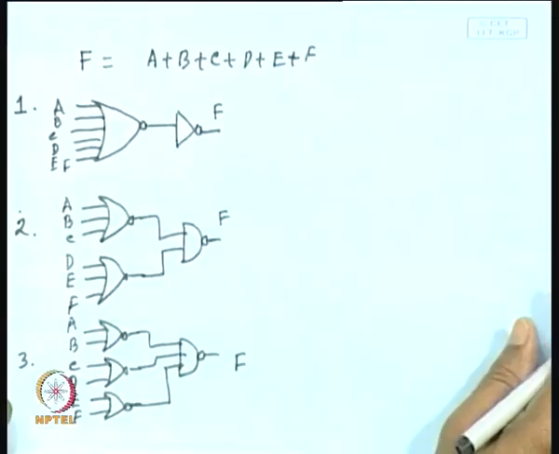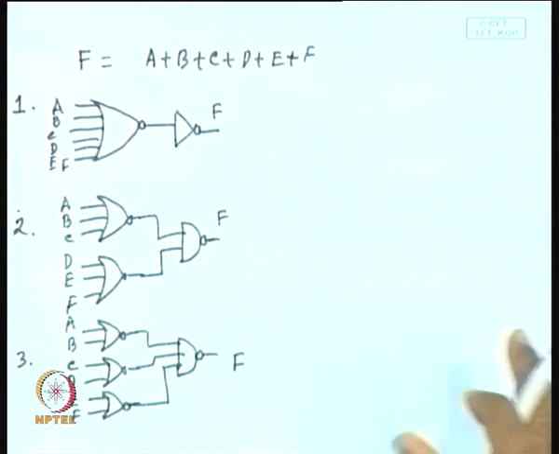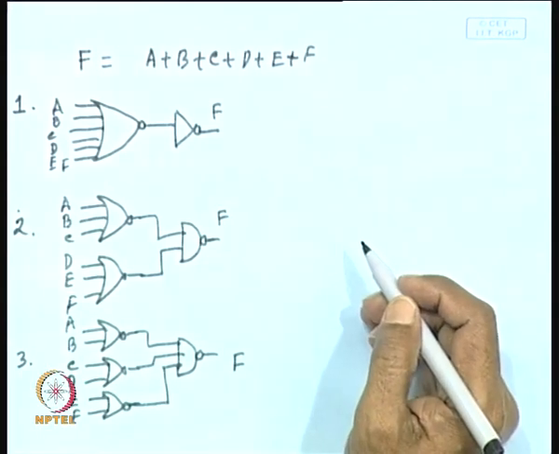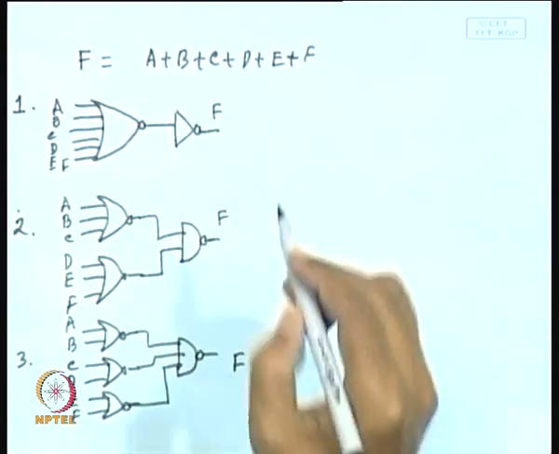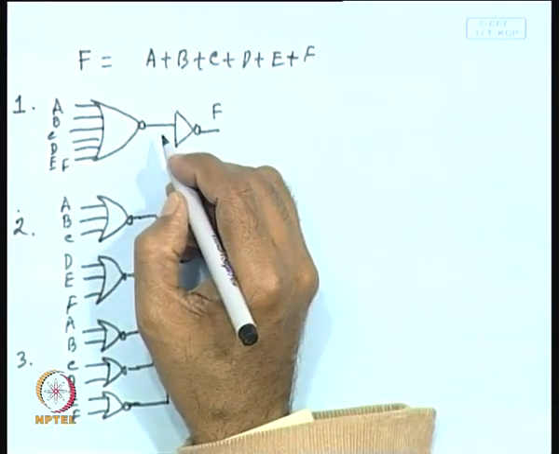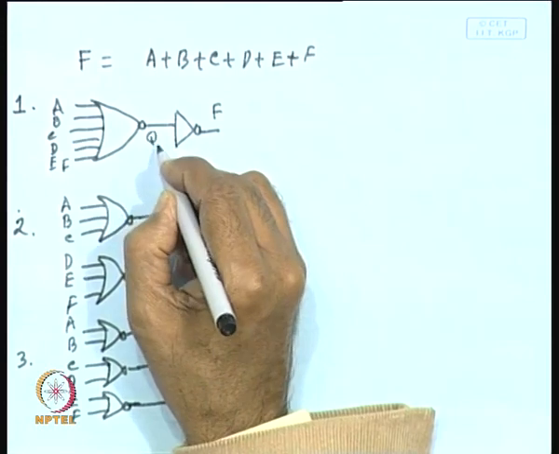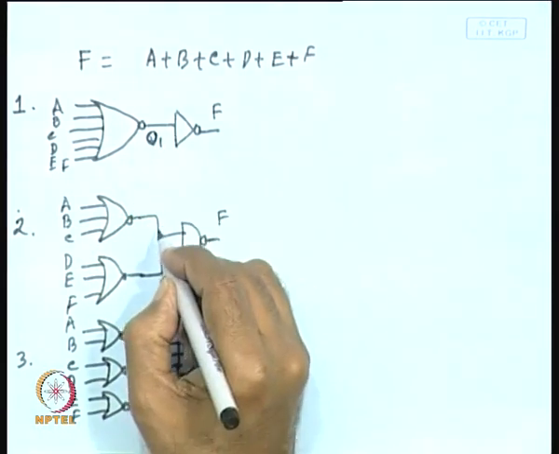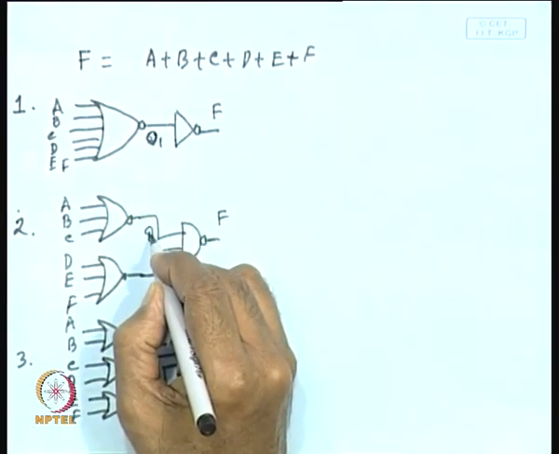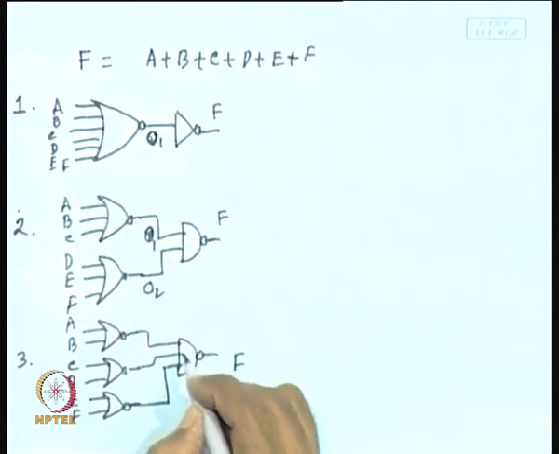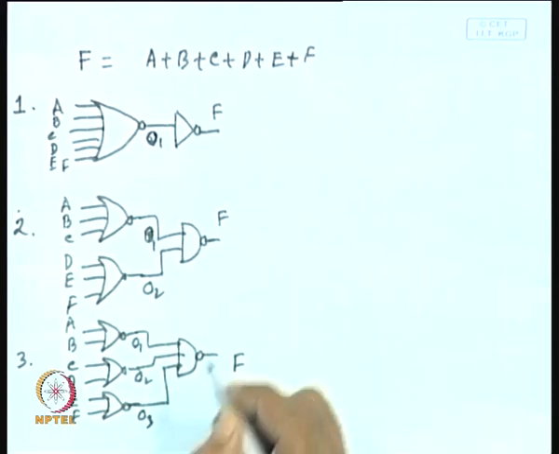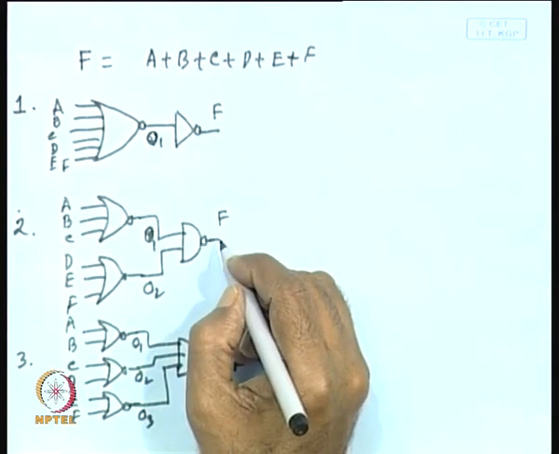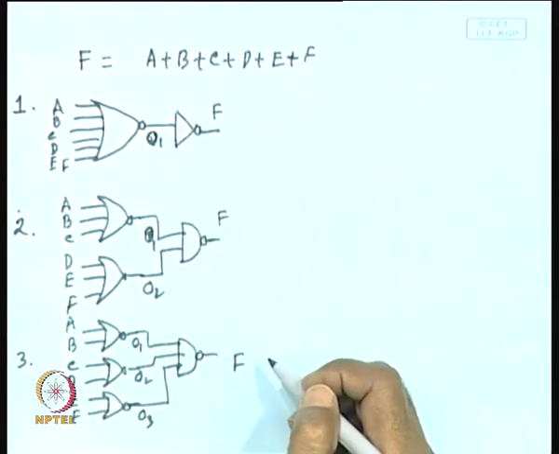So, now let us consider, to compute the dynamic power, you have to find out the switching activity. So, what will be the switching activity at this point, at this point, at this point. Here let me give the name of this node as output 1, O1. Here there are 2 outputs, O1 and O2. Here 3, O1, O2 and O3 internal nodes, and finally you have got the final outputs.